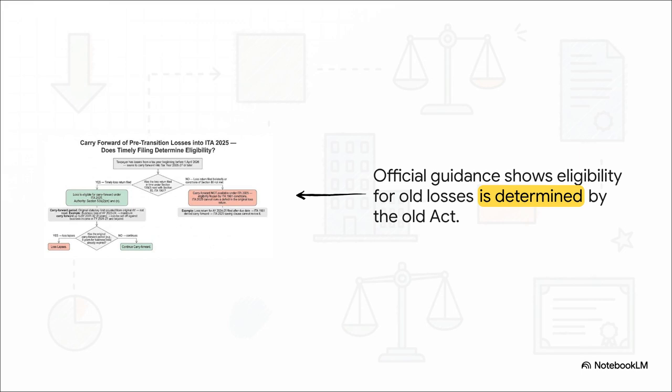The eligibility of a loss from before the transition is judged by the rules of the old 1961 Act. So if you did everything right back then, meaning you filed your loss return on time, then you're in the clear. That loss is valid and you can carry it forward under the new 2025 Act. But if you didn't, well, the new Act can't help you.